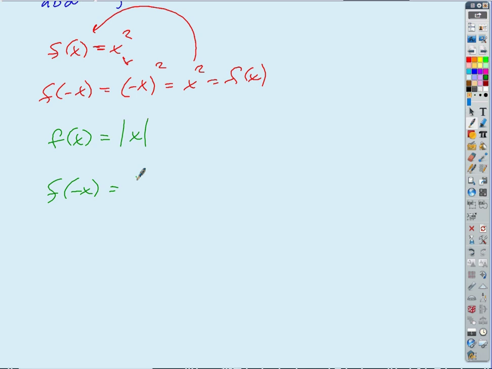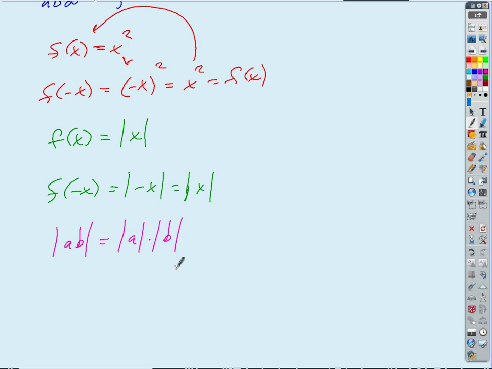If f of x is the absolute value of x, what's f of negative x? The absolute value of negative x. Well, what's the absolute value of negative x? It's x. Well, I won't say that. I'll say it's the absolute value of x, and I'll prove it to you. There's a little property here we can use. The absolute value of a times b, we could write as the absolute value of a times the absolute value of b. That's true.